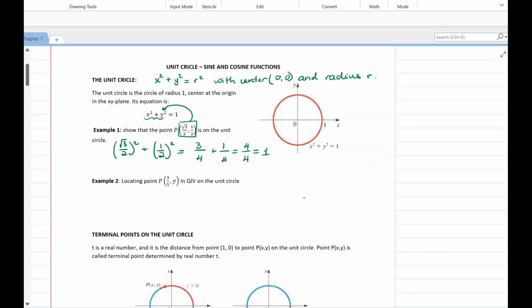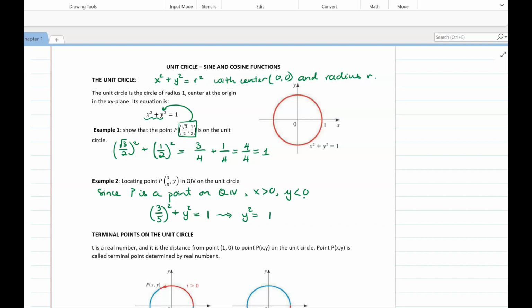Let's see, if we want to locate a point P equal to 3 over 5, y, in quadrant 4 on a unit circle. So here we are given x, and we are also given that this is a point on a unit circle in quadrant 4. Since P is in quadrant 4, the value of x is greater than 0 and the value of y is less than 0. We'll keep that in mind. So let's plug this into our equation for the unit circle: 3 over 5 squared plus y squared equals 1. And we want to solve for y squared in this case.